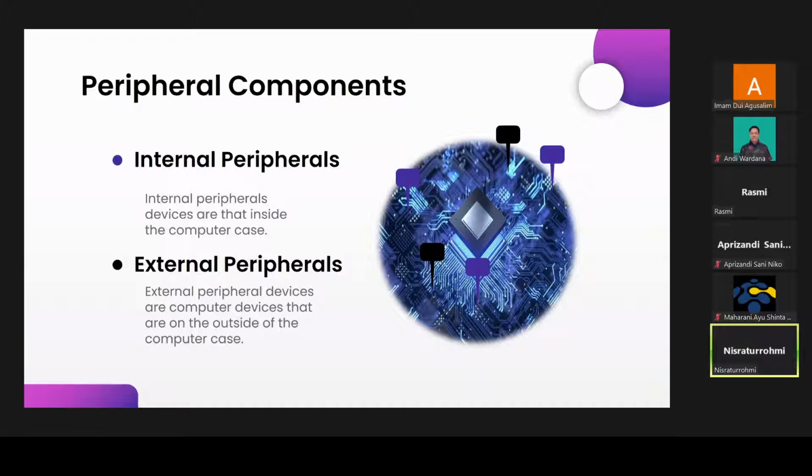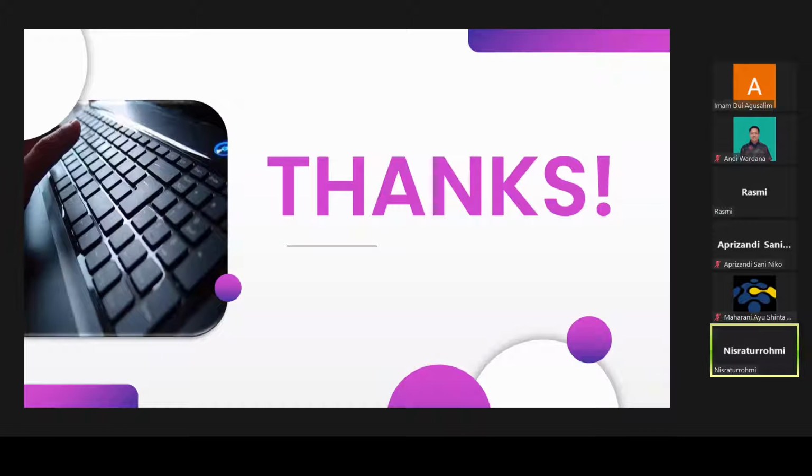What are internal peripherals? Internal peripheral devices are inside the computer case. Two is external peripherals. External peripheral devices are computer devices that are on the outside of the computer case. Maybe this is enough for my explanation about peripheral devices. Thank you, and I'm giving it back to Rasmi.